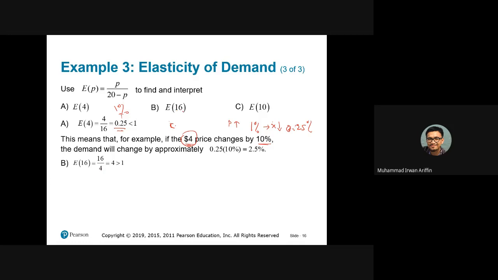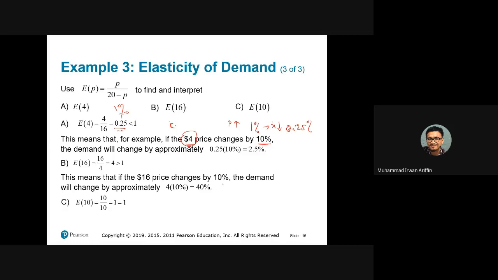Now, when the price is $16, and the price changes, I use the notation go up, but it can either go up or go down, just to make the interpretation easier. When the price is already $16 and the price changes by 10%, demand would change by approximately 40%. If you raise the price by 1%, demand would go down by 4%. If the price goes up by 10%, demand would go down by 40%, a bigger amount.